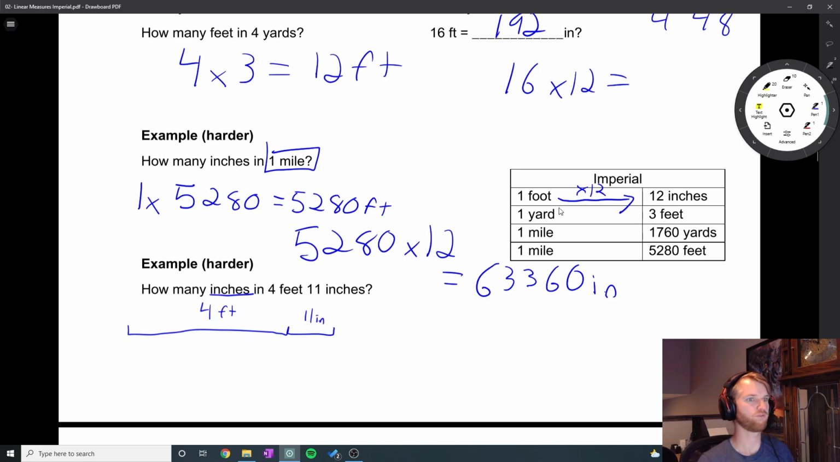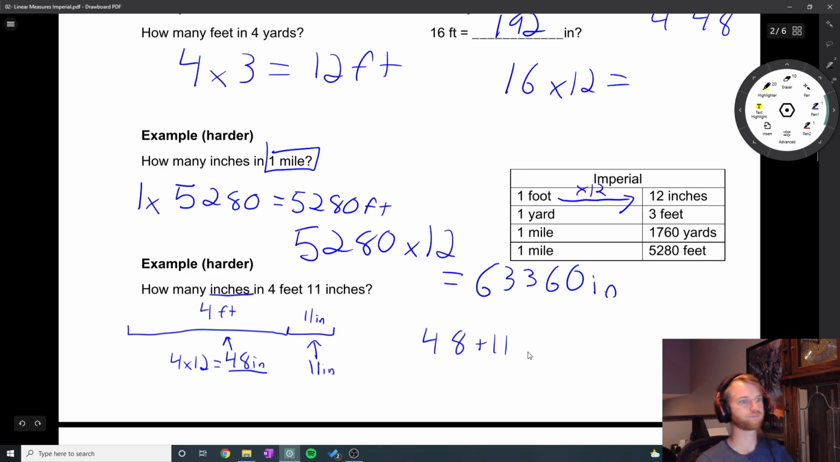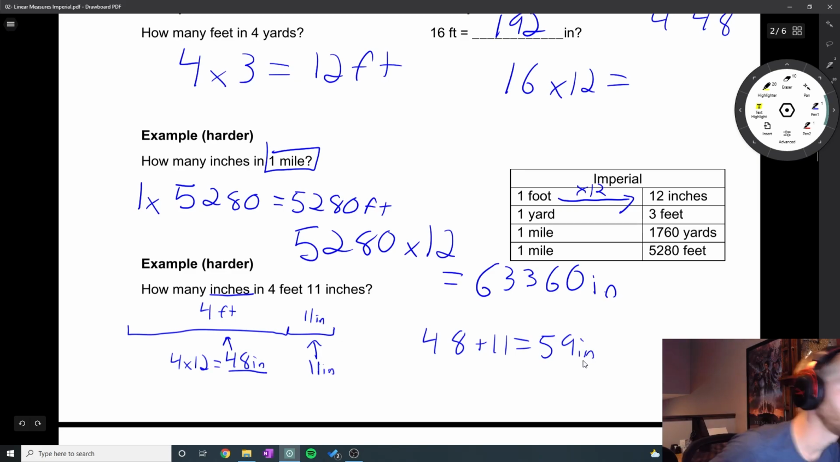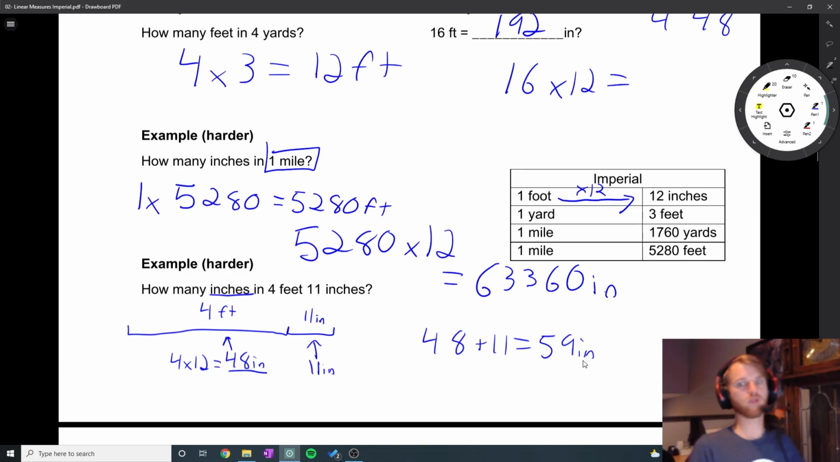Okay, so 4 feet into inches, we just need to multiply by 12. Okay, so this section, I'm just going to say 4 feet times 12 will give me 48 inches. Okay, so this section here is 48 inches, and this section here is 11 inches. So total, right, if I want to know the total distance here, would be 48 plus 11 inches. 48 plus 11 would give me 59 inches. Okay, so it's also kind of a 2-step problem, but for a different reason.